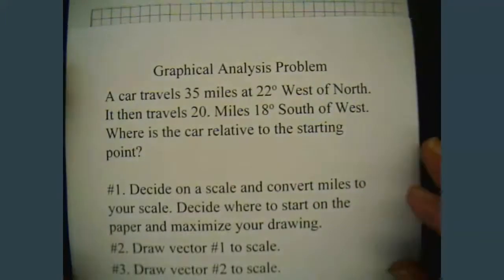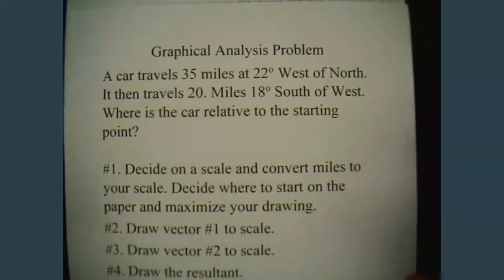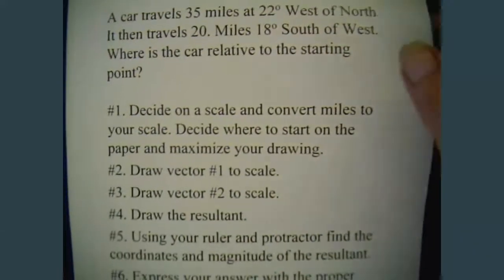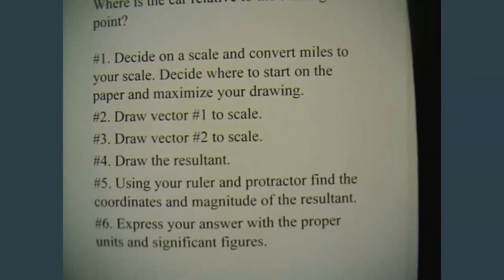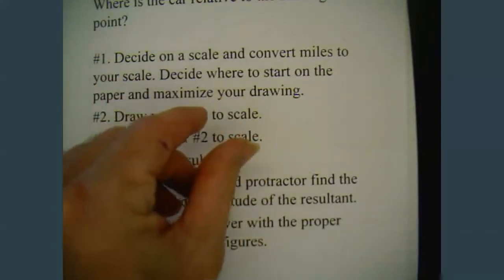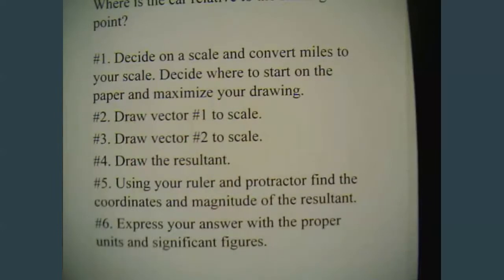So let's go through a sample problem here then. A car travels 35 miles at 22 degrees west of north. It then travels 20 miles, 18 degrees south of west. Where's the car relative to the starting point? So these are all things that you should be thinking in your head after you read the problem. Number one, you want to figure out what your scale is going to be. You don't want your scale so small where your picture is only this big, because it's not going to be very precise.